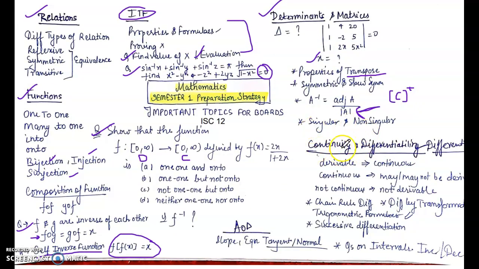Moving to singular and non-singular matrix. Again, they will ask you questions. When determinant of A is equal to 0, then it is a singular matrix.